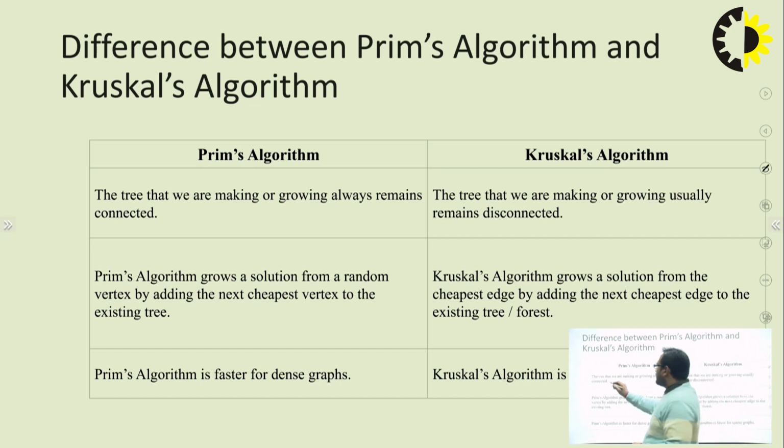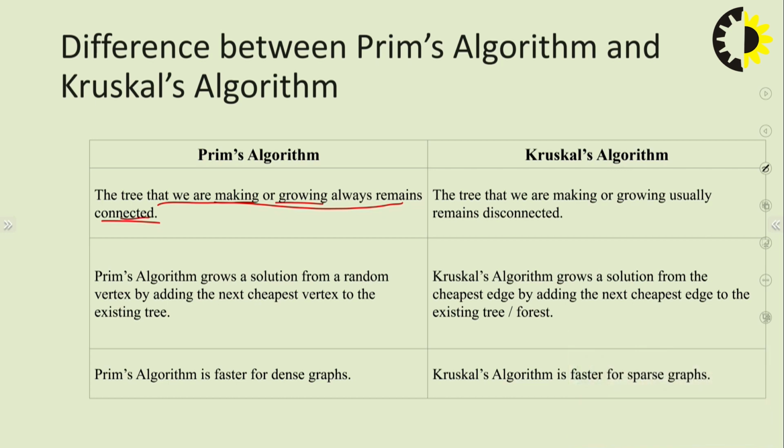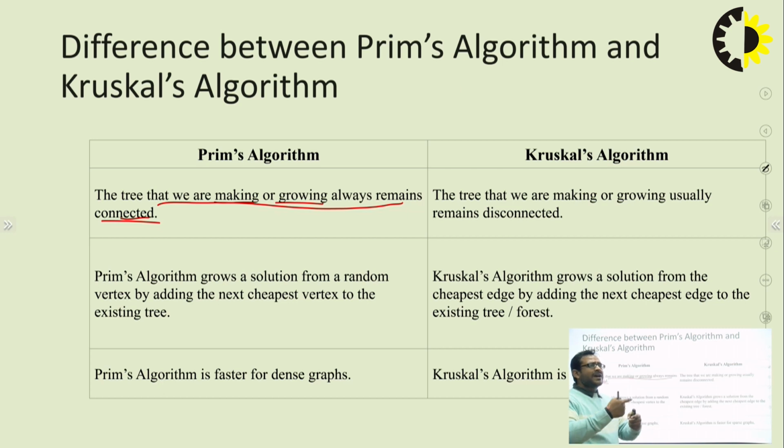The tree that we are making or growing always remains connected. As you can see in the example, whenever I create a tree, the tree we are making and growing always remains connected, right? The tree is basically growing in a connected form. Suppose there are some nodes, these nodes are connected. So the second edge is already connected with this node, in a connected form. So the tree is always growing in a connected form.